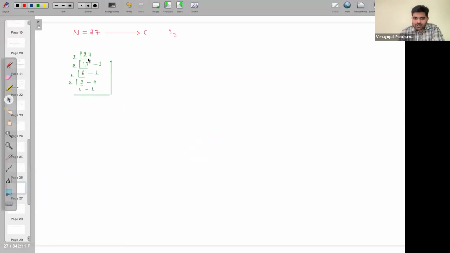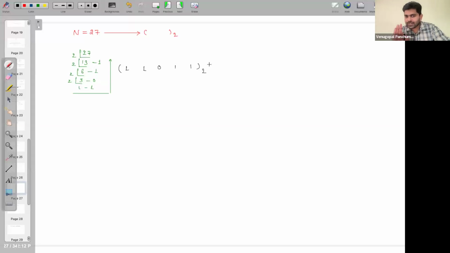I hope everyone understood this step, how we have done. ये step सबको समझ में आया? This we have already seen. So when you write, what is the answer? 1 1 0 1 1. ये तो base 2 में है. Correct? I think this everybody knows. No confusion here. Now I want to do the cross checking.